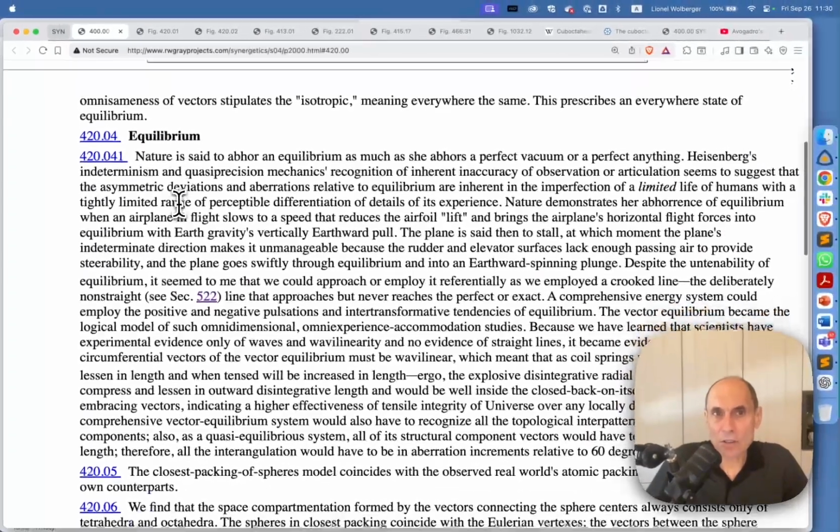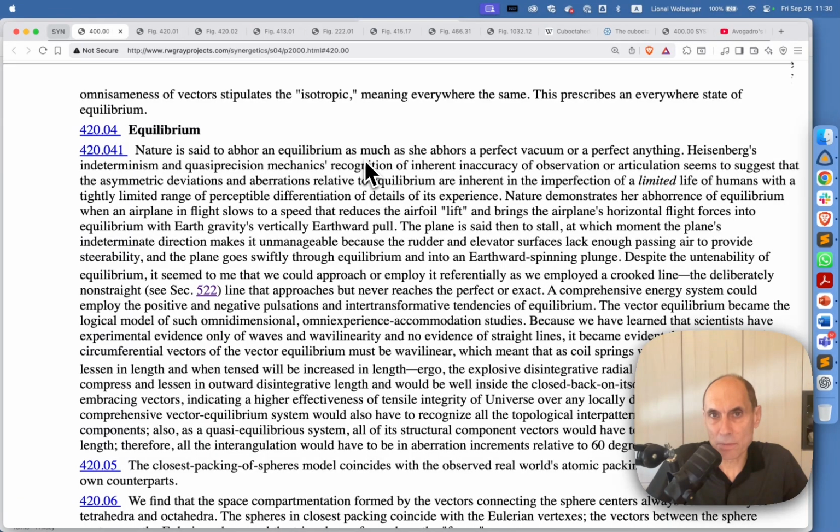0.041. Nature is said to abhor an equilibrium as much as she abhors a perfect vacuum or a perfect anything. Heisenberg's indeterminism and quasi-precision mechanics recognition of inherent inaccuracy of observation or articulation seems to suggest that the asymmetric deviations and aberrations relative to equilibrium are inherent in the imperfection of a limited life of humans with a tightly limited range of perceptible differentiation of details of its experience.